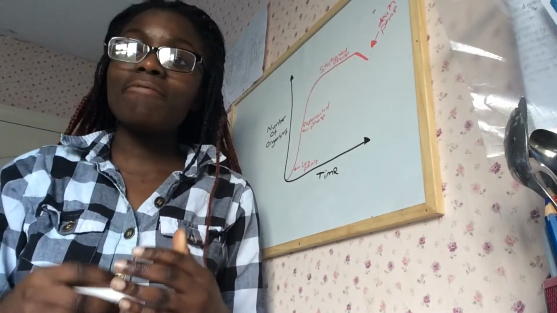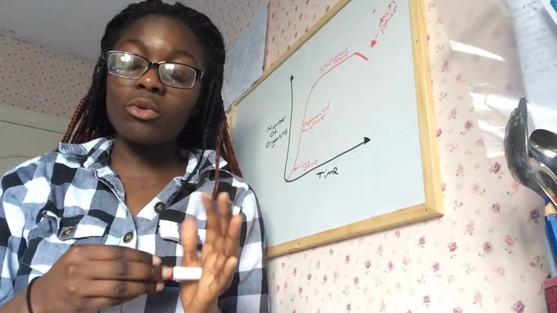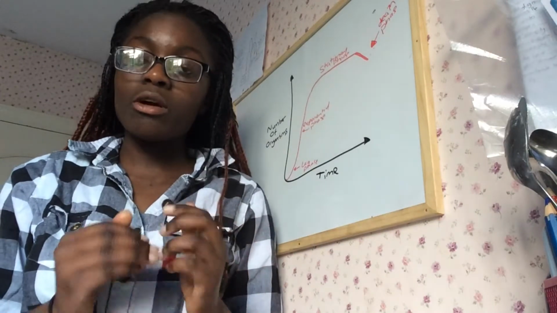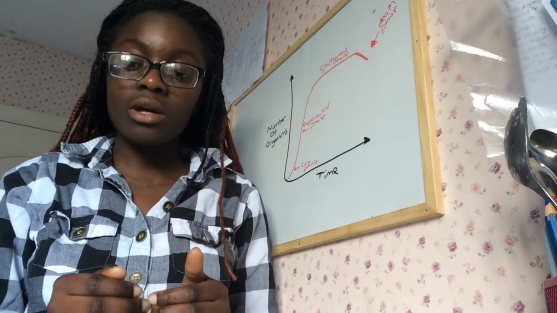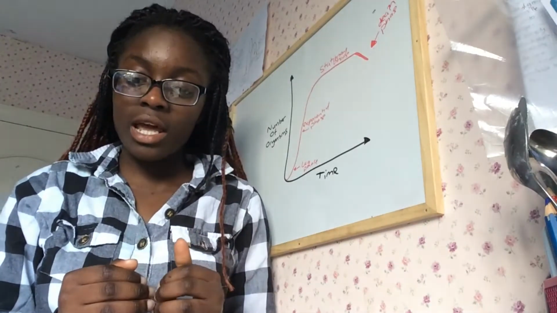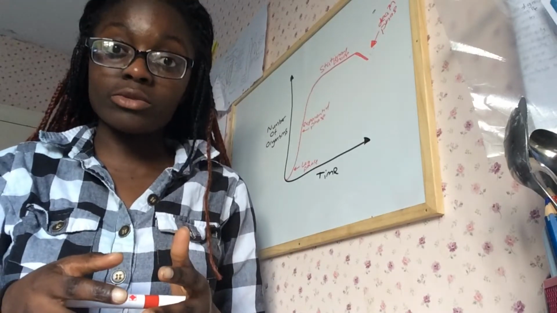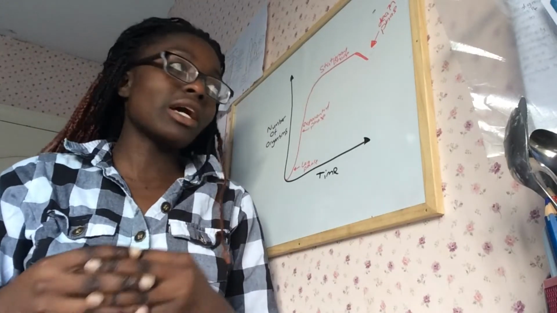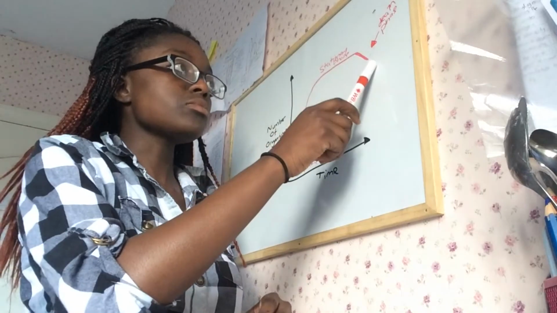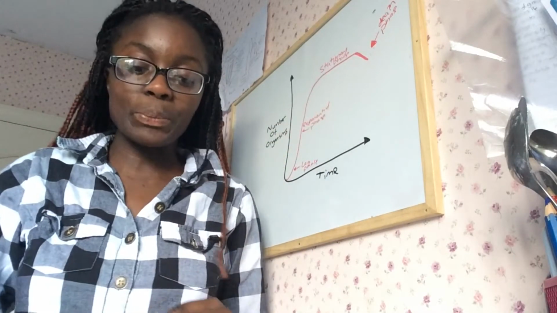So, environmental resistance includes all the factors that may limit the growth of a population. For example, predation, food, parasitism, disease, overcrowding, competition, toxic waste, and weather also. So it's a range of stuff that can cause either the stationary phase or the death phase.